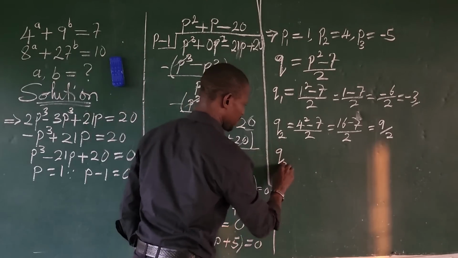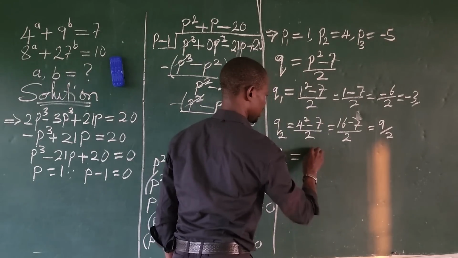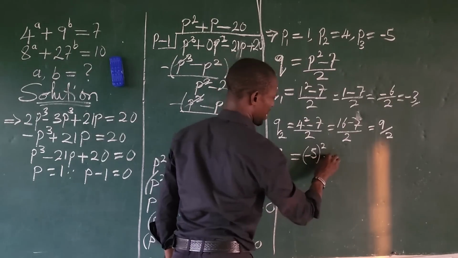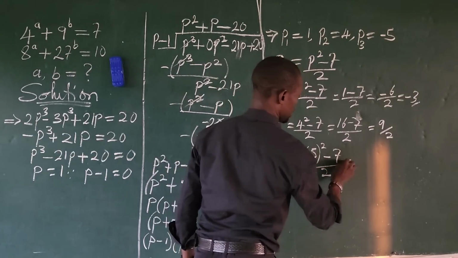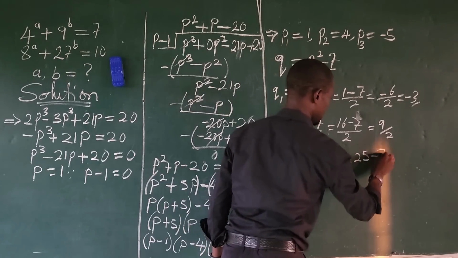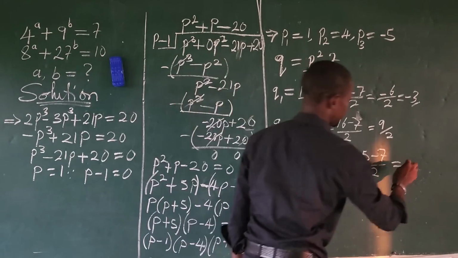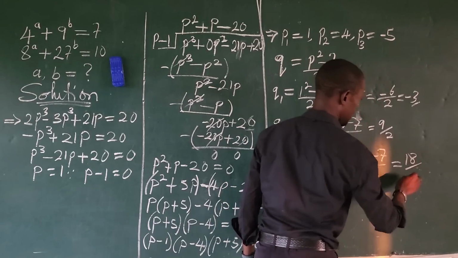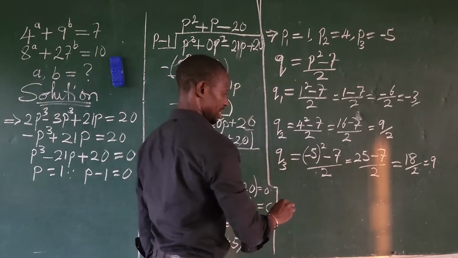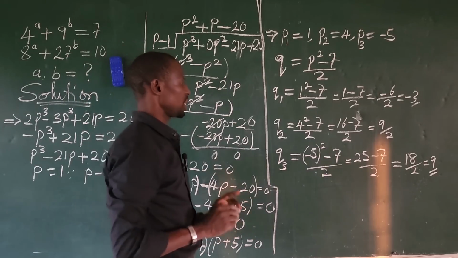Then let's go ahead and solve our Q3. Q3, we have minus 5. So we have minus 5 all squared, this is 5 please, minus 7 all over 2. This is equal to minus 5 squared will give us 25 minus 7 all over 2. And so 25 minus 7 will give us 18, it's 18 please, all over 2, which is equal to 9. Okay, so now we've got our Q1, Q2, Q3.